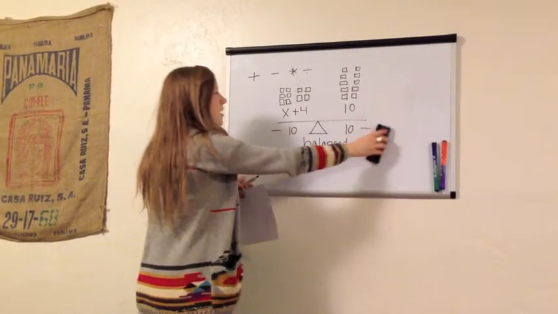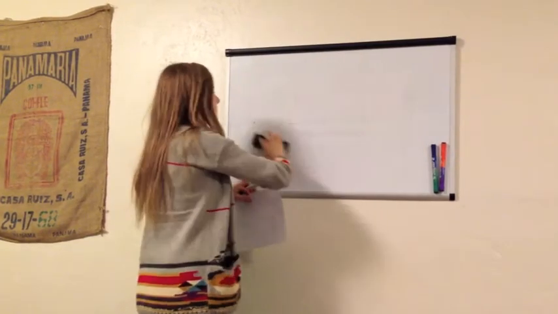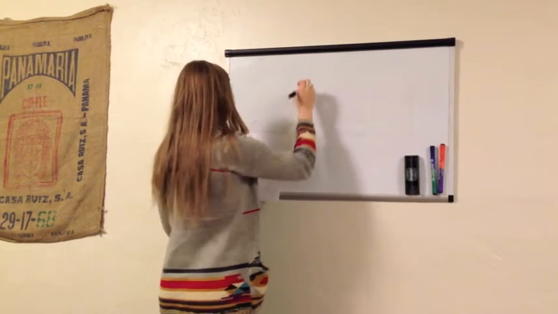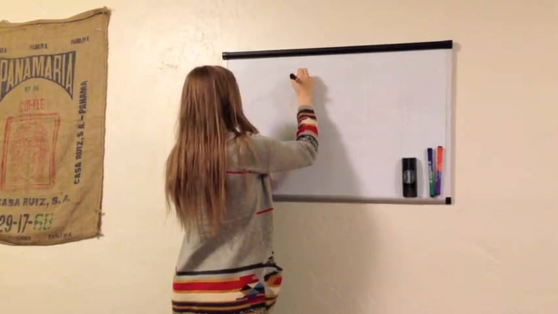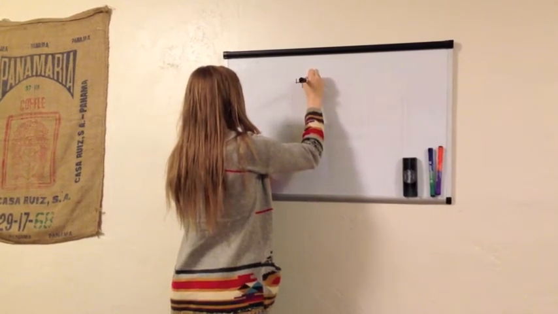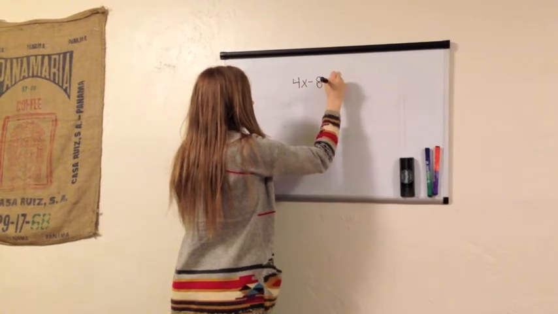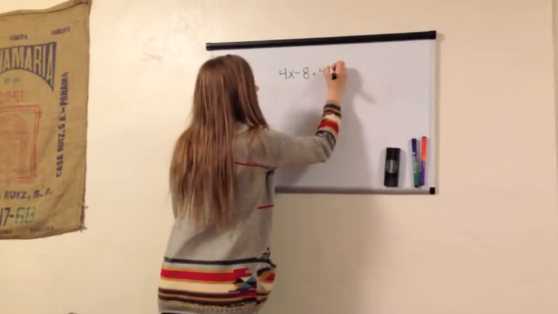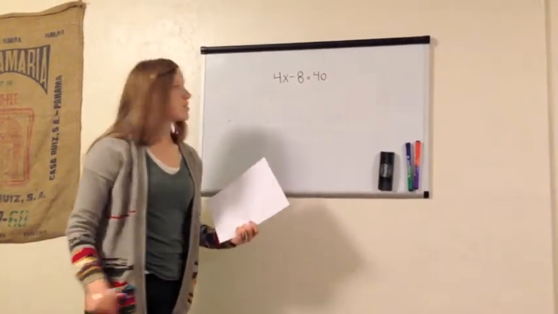So now that we have that down, we are going to work through some examples. So let us take, for instance, 4x minus 8 equals 40. Let's make that 0 a little bit clearer. I can't quite tell what it is. Okay, so we have 4x minus 8 equals 40.